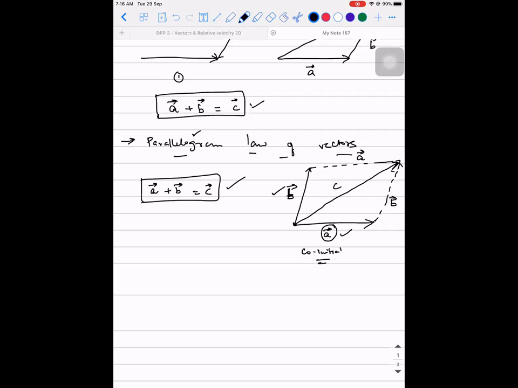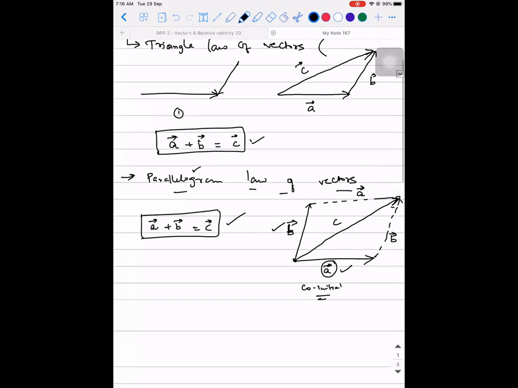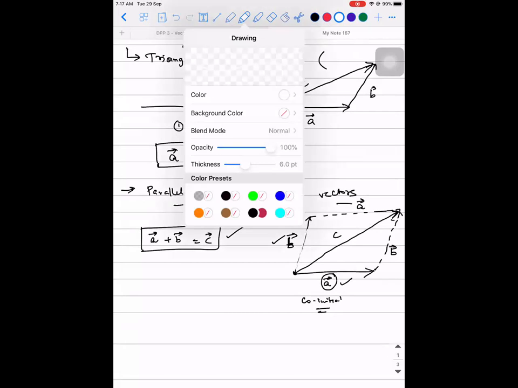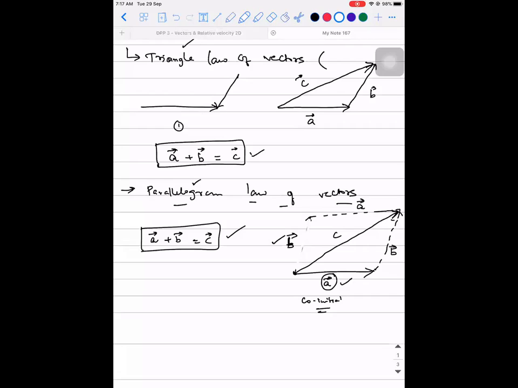No, not exactly. The point I am trying to make is that both the laws are the same. Because when did I say you need to apply the parallelogram law of vectors? When you have co-initial vectors, no? Observe the second diagram, see what I'm going to do. What is it that you are able to see? Aren't you able to observe that both the diagrams are the same?